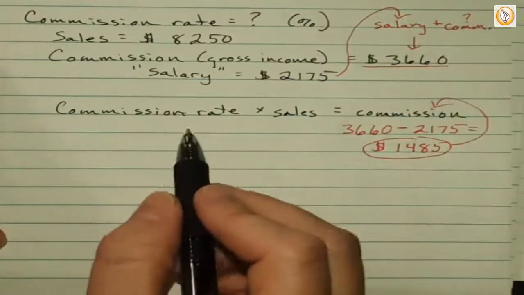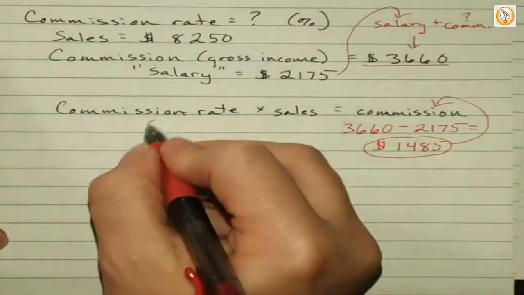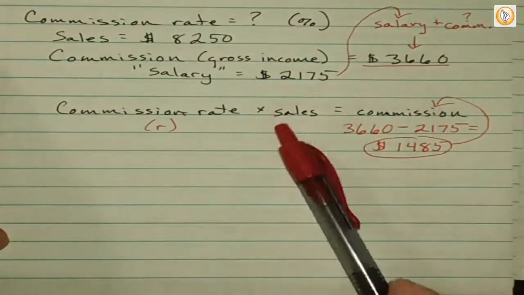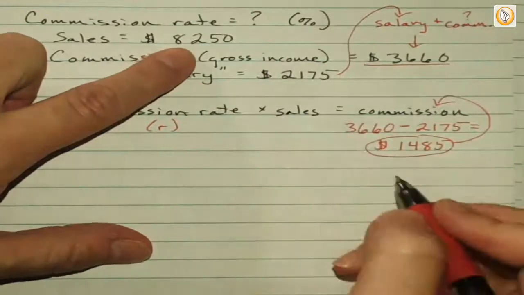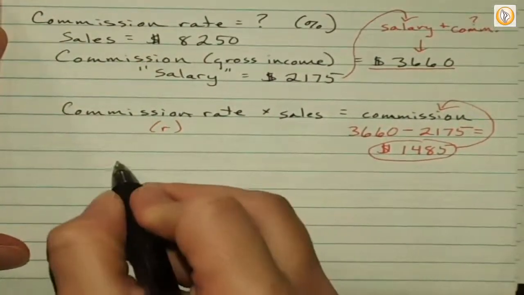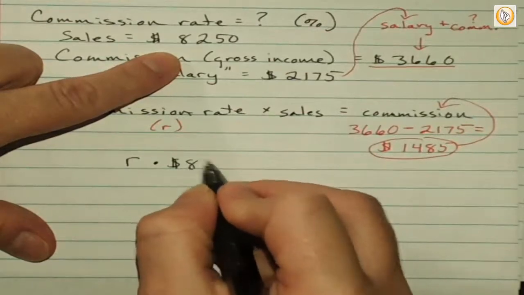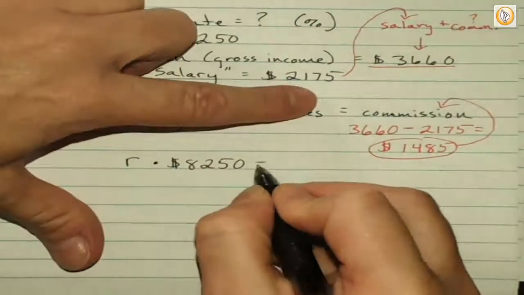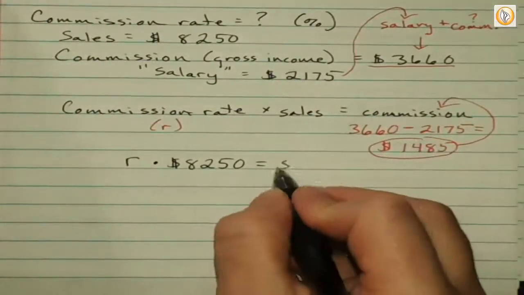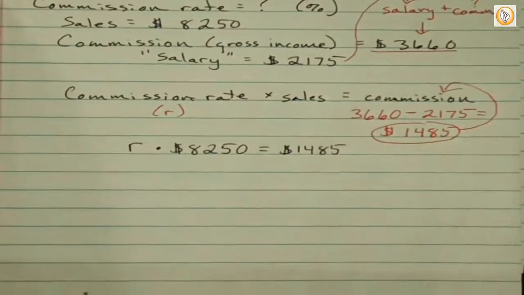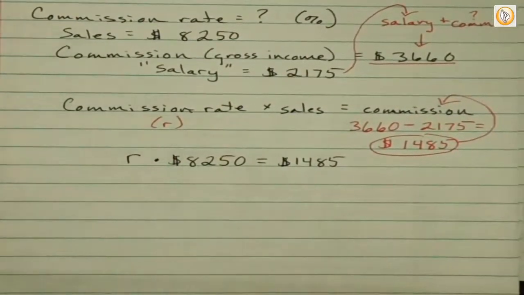Do we know what the commission rate is? No, we can call it R. We'll call it R. And the sales, we know the sales, 8,250. So I'm going to do R times sales, which is 8,250, equals commission, which is 1,485. I'm going to pause there and see if you have any questions where we're getting this. Any questions?